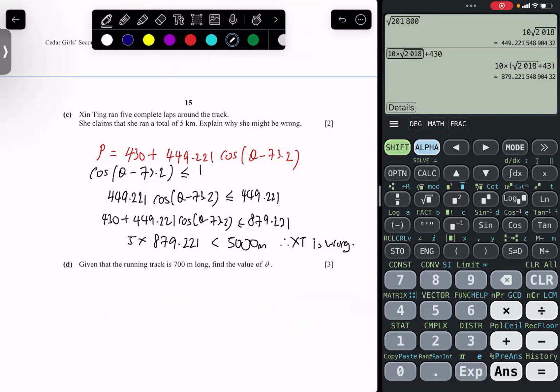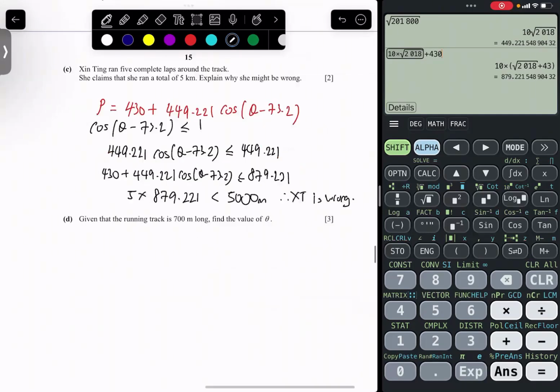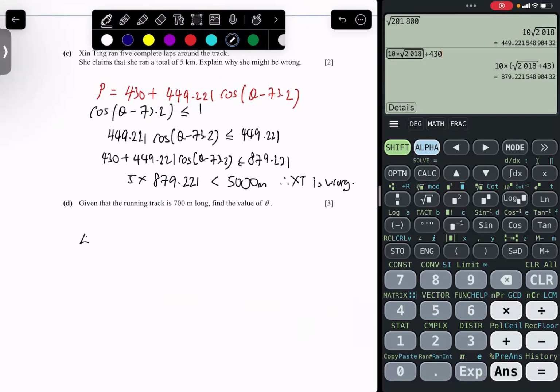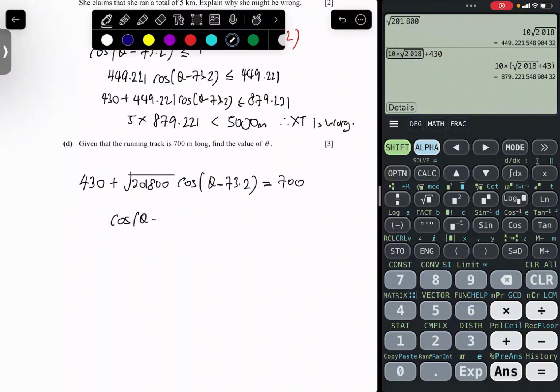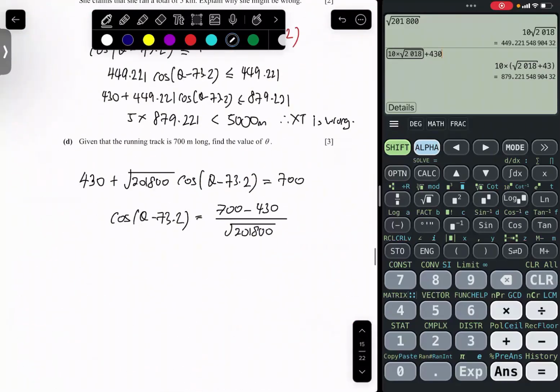Now, given that the running track is 700 meters long, find the value of theta. So we have 430 plus 449, and here I actually want to use the exact square root of 201800, cosine theta minus 73.2 equals 700. Bring them over, so cosine theta minus 73.2 equals 700 minus 430, divided by the square root of 201800. Now I'm ready to take the cosine inverse. Remember, theta must be more than 0 and less than 90. Cosine is positive right now, so it lies in the first quadrant and the fourth quadrant.